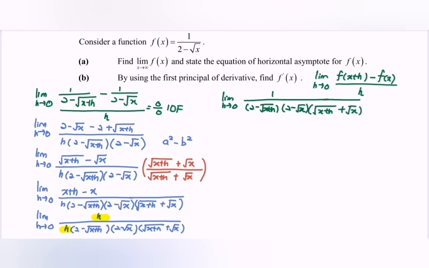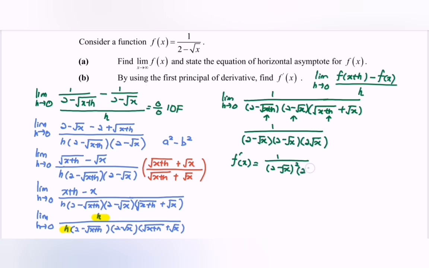From here, if we substitute 0, we will have the situation for this part: 1 over 2 minus √x. Then for this part as well, we have 2 minus √x. Then for this part, we will have 2√x. So finally, f prime x is equal to 1 over (2 minus √x) squared multiplied with 2√x. So that is the first derivative, or we can say f prime x.